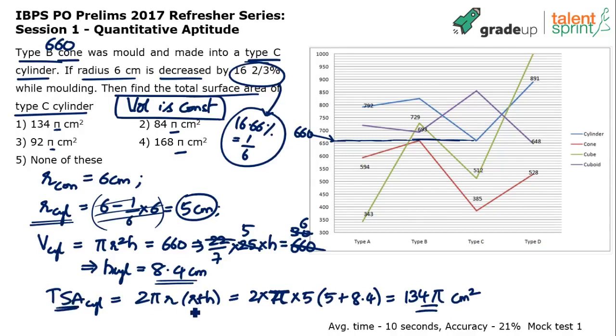So the total surface area of the cylinder formula is 2 pi r into r plus h. Remember, total surface area would mean what? The base plus the top plus the lateral surface. So 2 pi r into r plus h, very simple. R comes out to be 5 because the radius of 6 has been reduced by 16.66%, and the height comes out to be 8.4 by substituting the other values in the volume. So 134 pi, option 1 is the correct answer, and disappointing to find that most of you got it wrong. I think most of you marked 84 or 92, which are all wrong, and 160 also is wrong. Correct answer is 134 pi centimeter square.